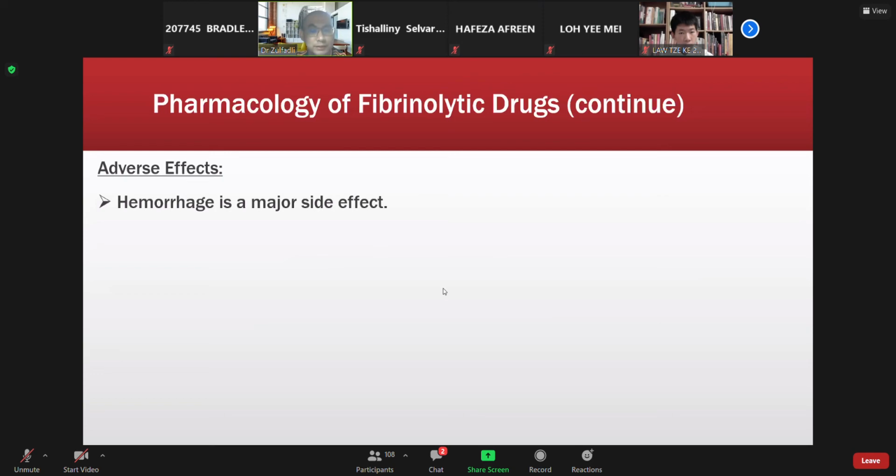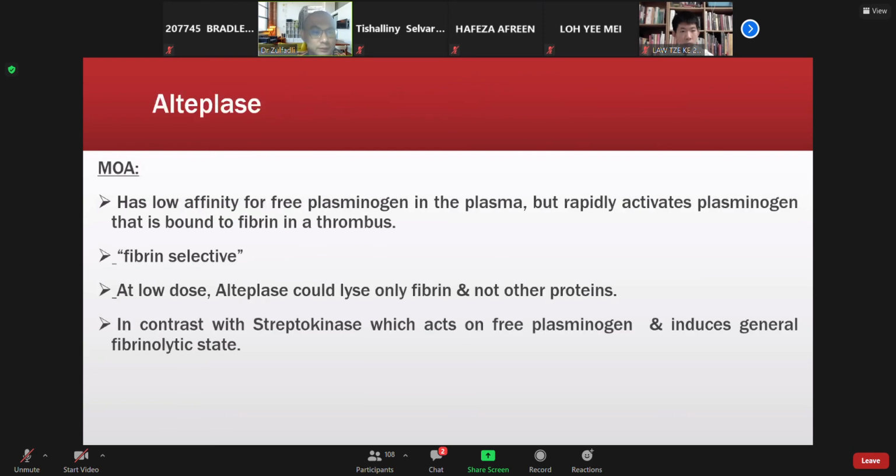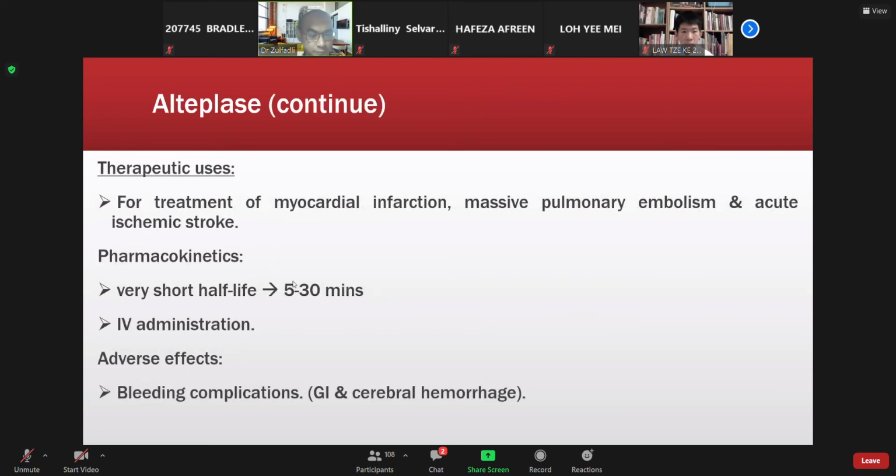Hemorrhage is a major side effect of the fibrinolytic drug. This one I already mentioned just now, alteplase. Alteplase has a low affinity for the free plasminogen in the plasma, but rapidly activates plasminogen that is bound to fibrin in the thrombus. In contrast with streptokinase, which acts on the free plasminogen and induces a general fibrinolytic state. So that's the difference.